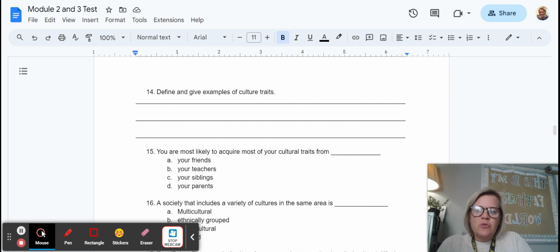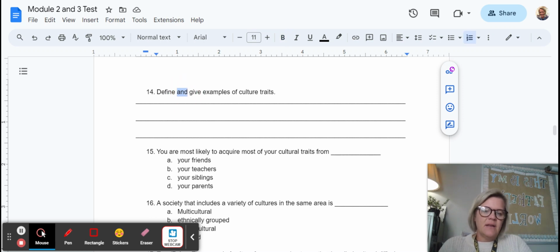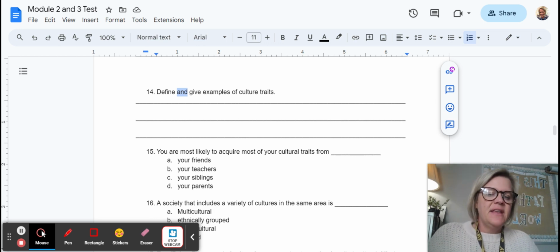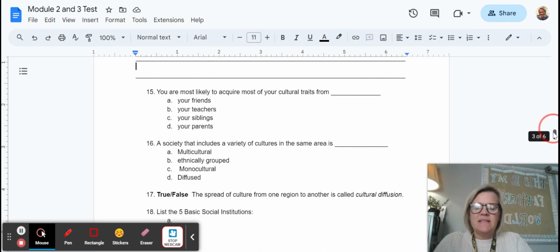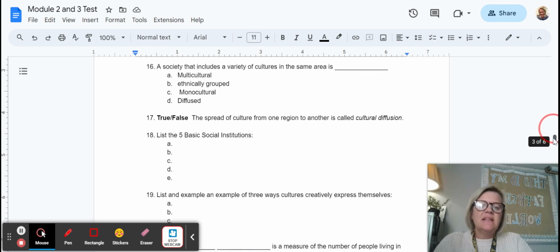All right, you may pick up your pencil. I'd like you to underline the word and there. Okay, now put your pencil down. Underline the word and, put your pencil down. You're going to define culture trait and you're going to give an example of culture traits. So you're going to use one sentence. Culture traits are, okay, and then give a definition of it, and then give me 3 examples, capital letters and periods. 15, multiple choice. 16, multiple choice.